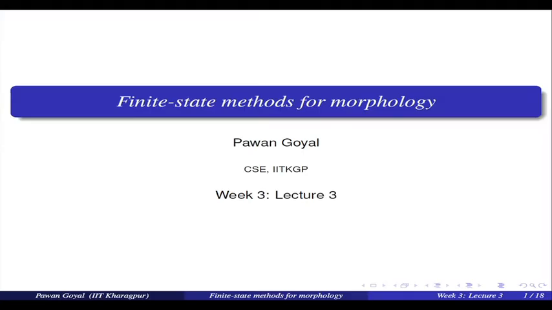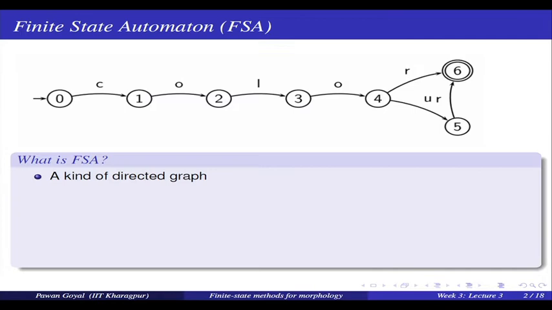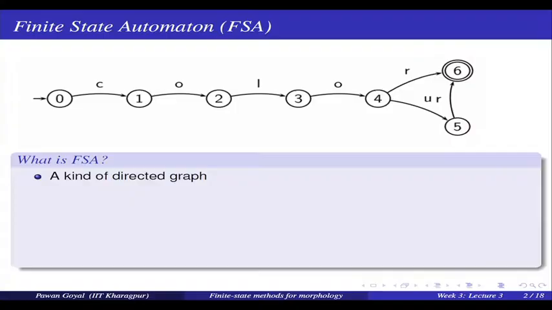Starting with, what is a finite state automaton? If you have taken a course on formal languages, automata theory or theory of computation, you might already be aware of what a finite state automaton is. I'll just briefly tell what this is. If you haven't taken that course, you might want to quickly see it in one of the books for that course.